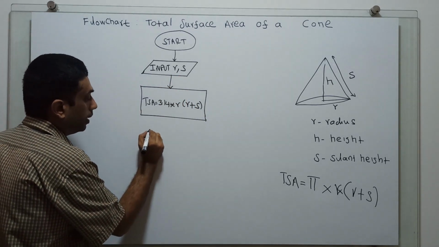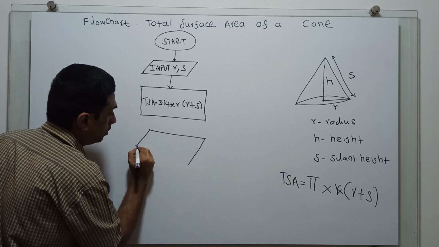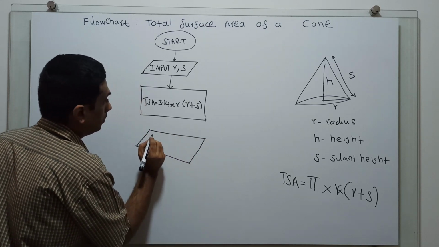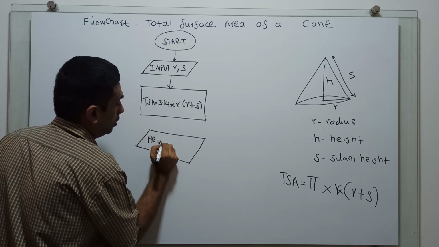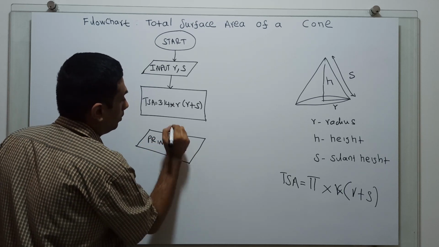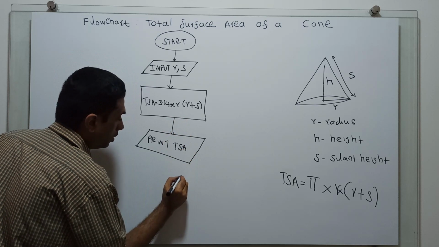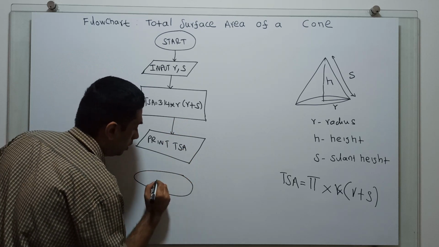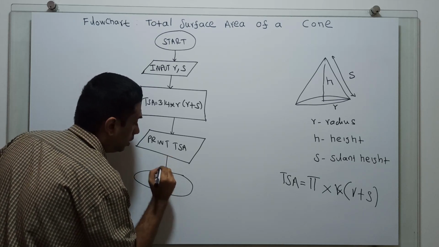Next, I am printing the result. Print TSA. And this is the logical end of this flowchart.